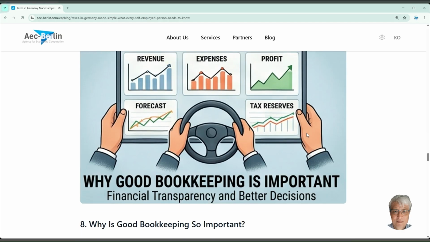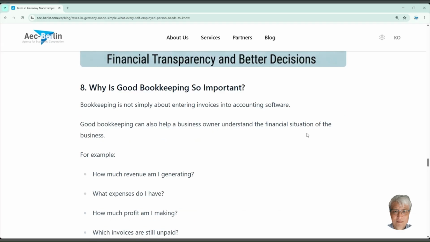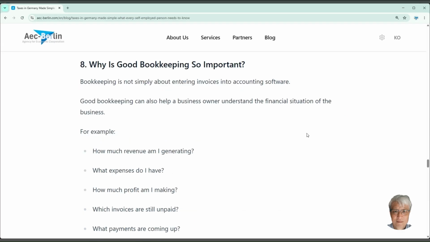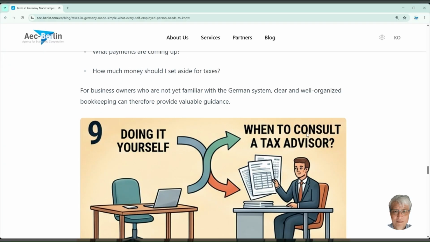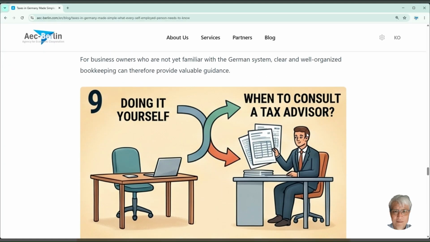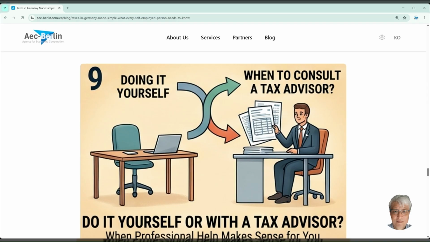8. Why is good bookkeeping so important? Bookkeeping is not simply about entering invoices into accounting software. Good bookkeeping can also help a business owner understand the financial situation of the business. For example, how much revenue am I generating? What expenses do I have? How much profit am I making? Which invoices are still unpaid? What payments are coming up? How much money should I set aside for taxes? For business owners who are not yet familiar with the German system, clear and well-organized bookkeeping can therefore provide valuable guidance.